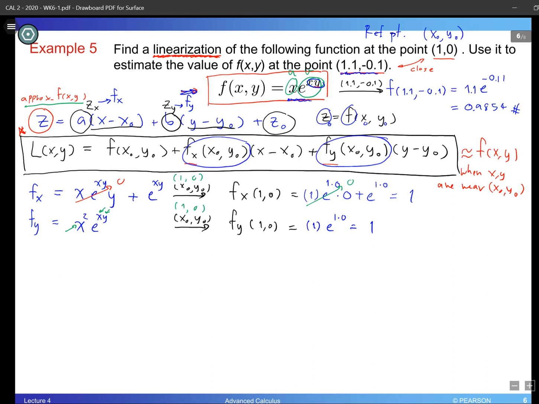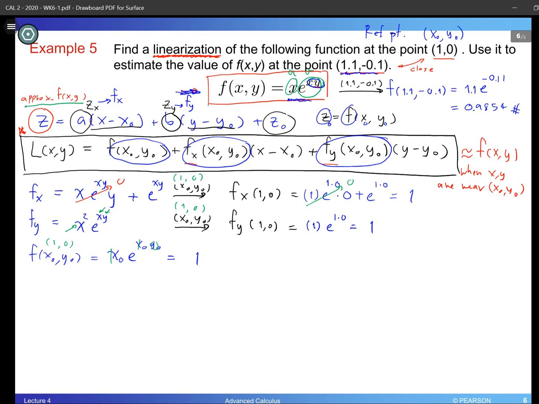What about function value at x0 and y0? I need to find that. So function value at x0 and y0 is going to be equal to, let's use this formula. It's going to be x0 times exponential of x0 and y0. And we are looking at 1 and 0 here. So as you can see, we are going to get this 1 right here and 1 right here and 0 right here. So in the end, we have this 1 for the function value at x0 and y0.